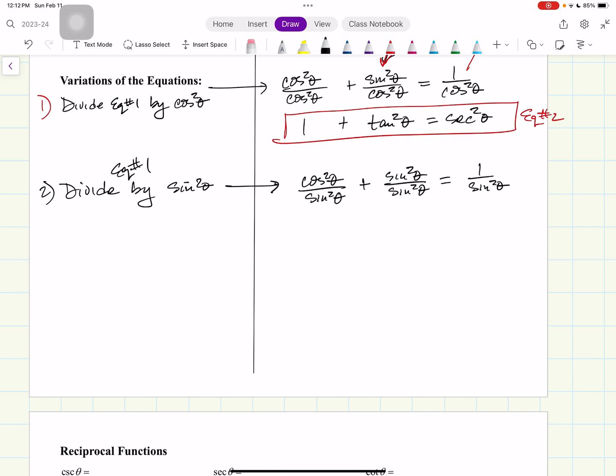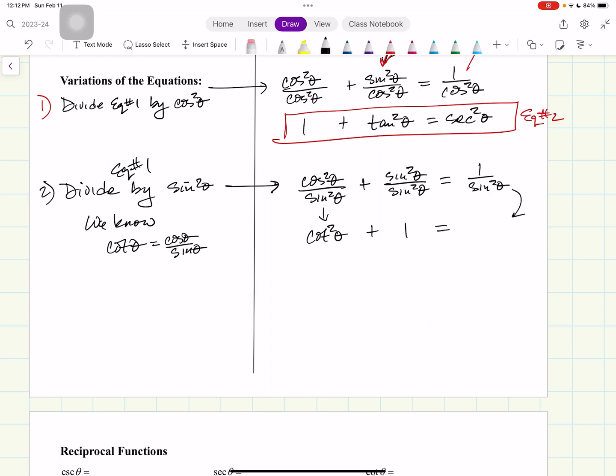Well, what do we have? We know that cotangent theta is equal to cosine theta divided by sine theta. We already know that from previous lessons. So cosine squared theta divided by sine squared theta is cotangent squared theta. Here, sine squared theta divided by itself is 1, obviously. And then we get 1 over sine squared theta.